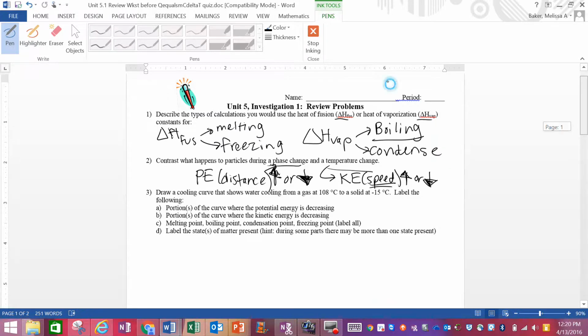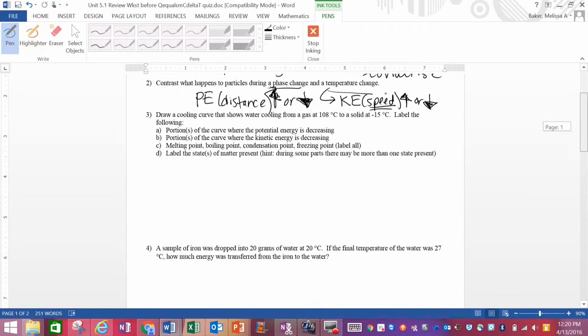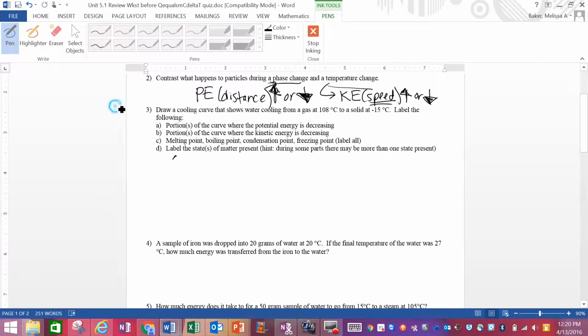We're going to be putting all this together in number 3. Draw a cooling curve. It says you've got a gas at 108 degrees Celsius. So I'm going to label the top of this 108. This is temperature in degrees Celsius. The lowest we're going to go is minus 15.